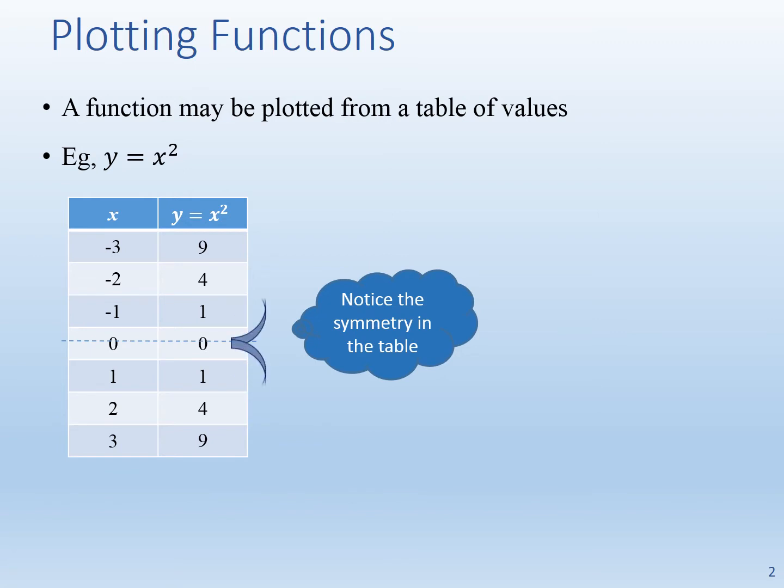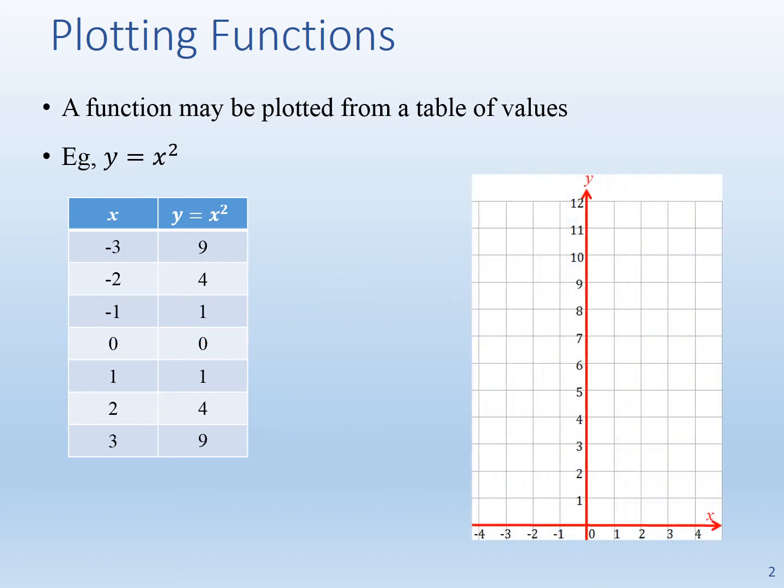Now we'll have symmetry in this table, as you can see. That is, when x is positive or negative, when we square it, we'll always get a positive result. Now let's plot these points.